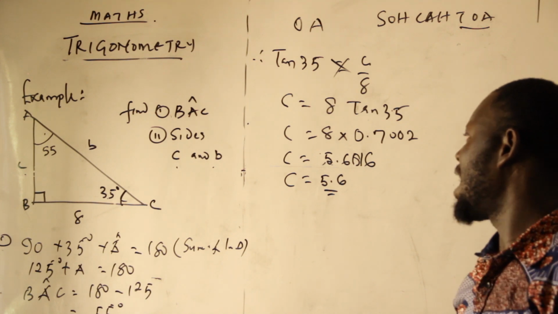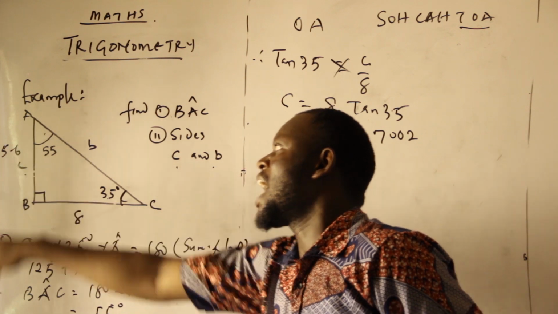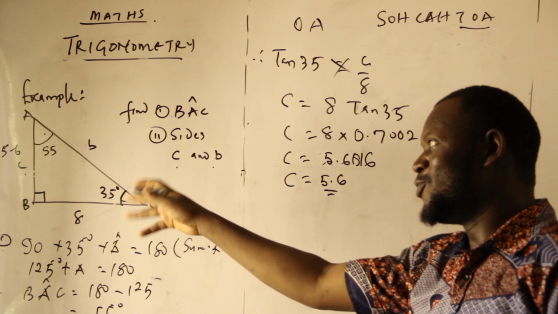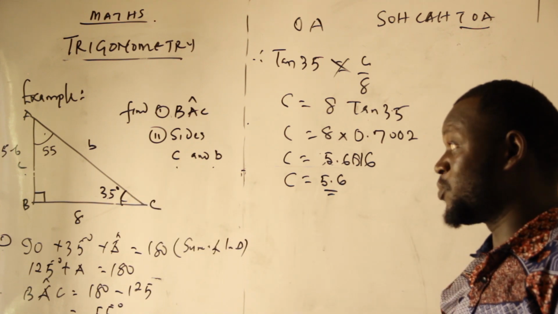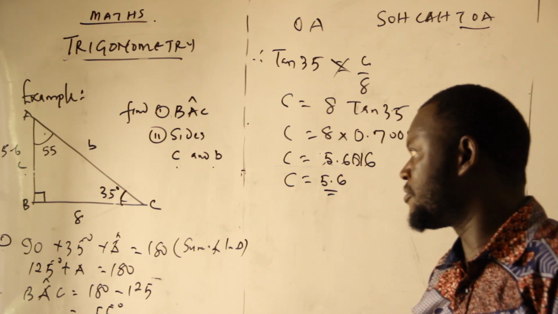So we have this already. So we have 5.6 here as our C. Then to get our B, which is our hypotenuse, we can use Sohcahtoa. We can as well use Pythagoras theorem. I think I can use the two so that you will learn from it.